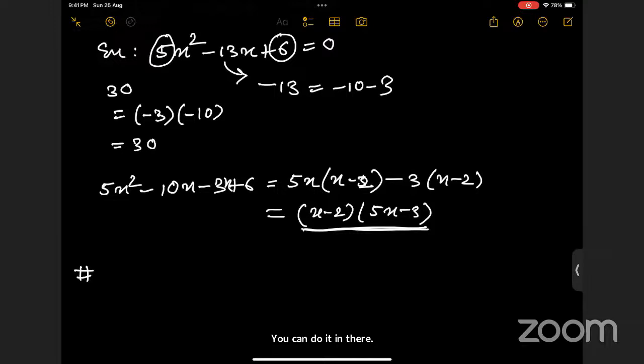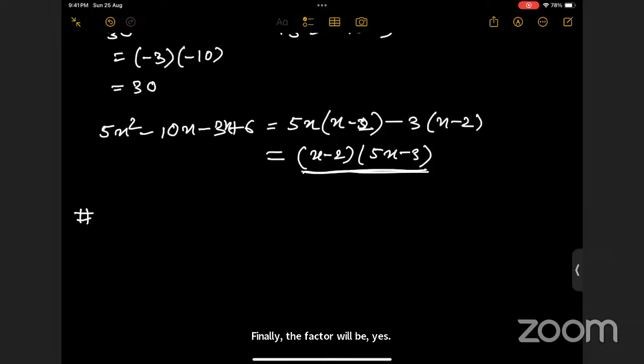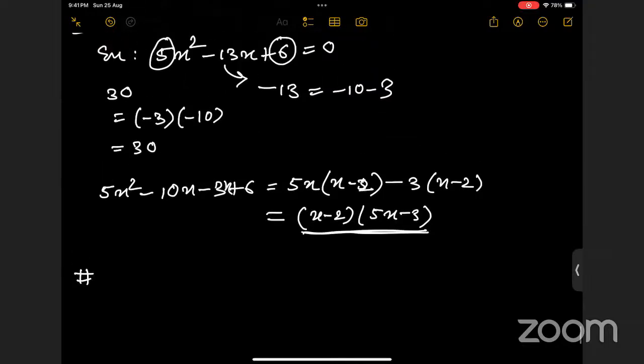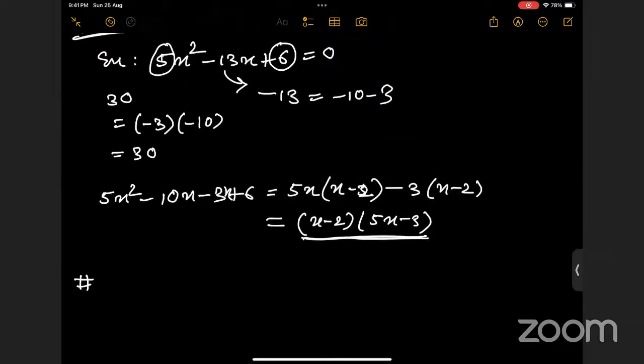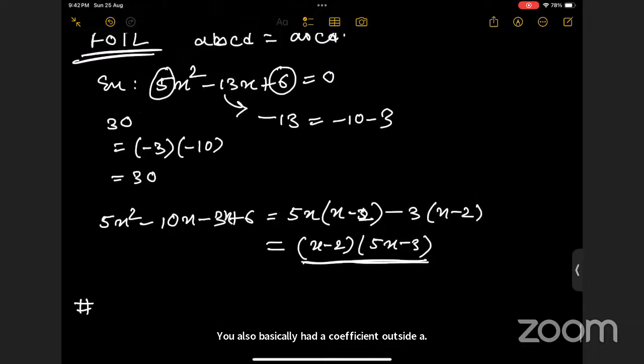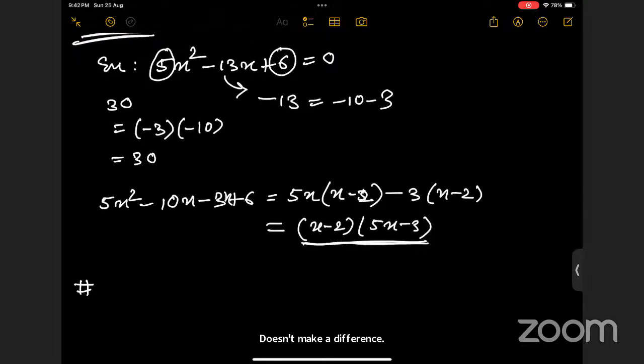So basically, the professor wrote it in such a way, like a into x minus p into x minus q. Yeah, so basically he had a coefficient A outside. It doesn't make a difference. That is, you can take 5 as common and you can express it in that form. So there is no problem in that. The thing is, ultimately the outcome will be the same.